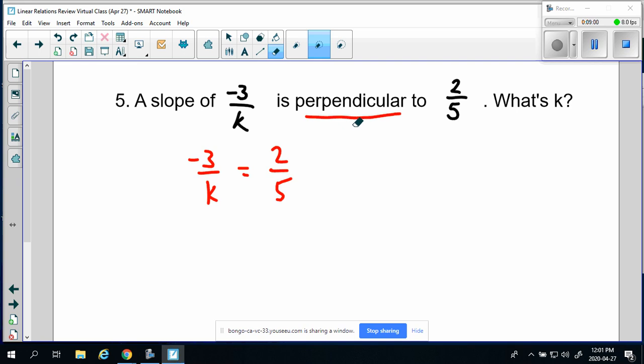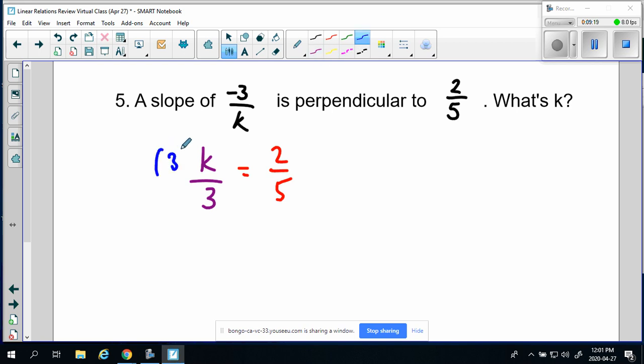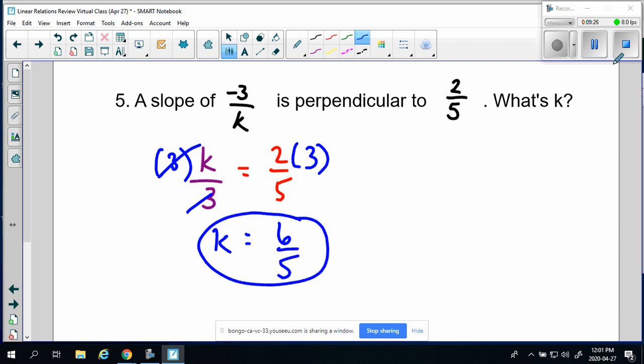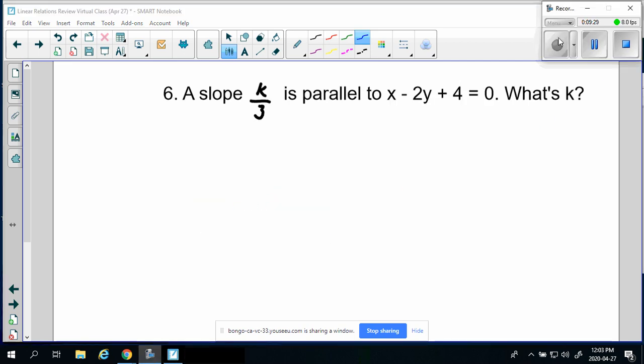You can choose which one you want to flip and make negative, but if you're smart about it, you will flip this one and make it negative for two reasons. Firstly, then you get rid of the negative, which is great. And secondly, then we have k upstairs, and that makes our lives much easier. Because once we have that, we can solve for k. And this solving is pretty easy. k is 6/5. So we have a slope with a piece that's unknown, but what we know is that it is parallel to this line.